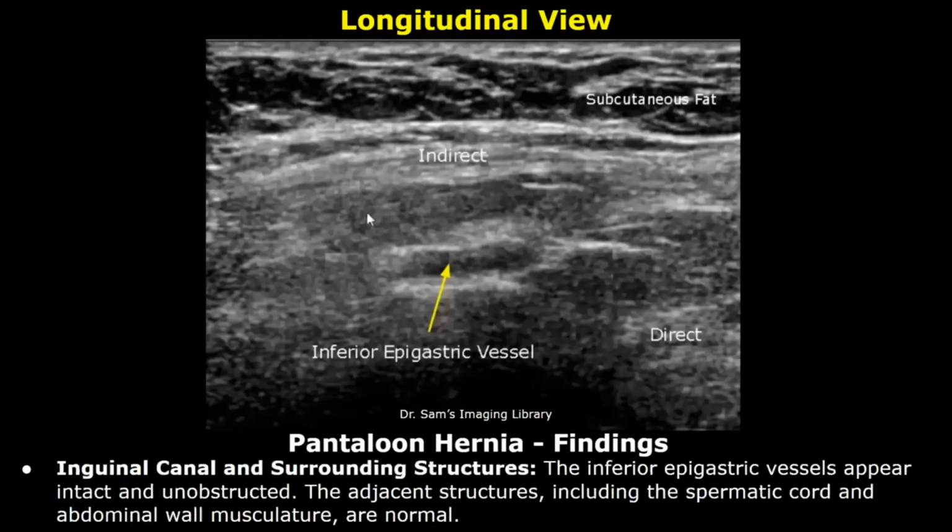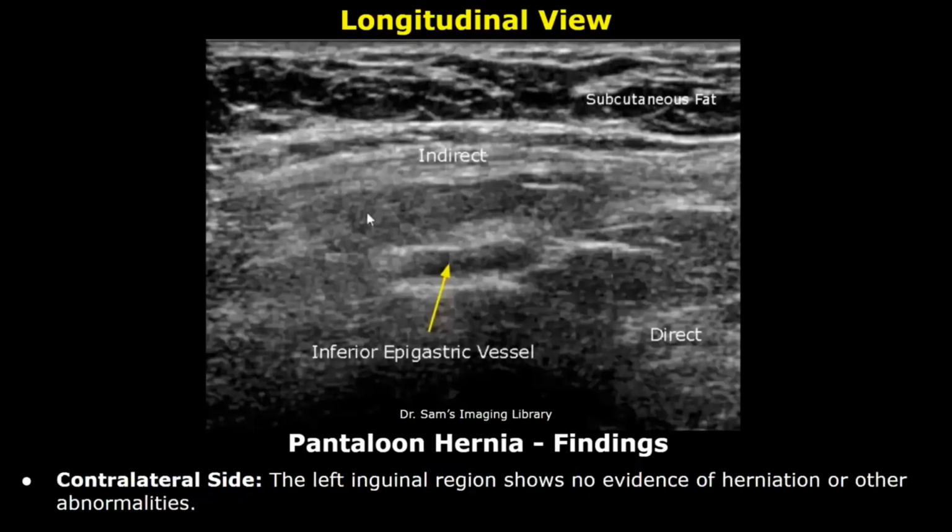Inguinal canal and surrounding structures. The inferior epigastric vessels appear intact and unobstructed. The adjacent structures, including the spermatic cord and abdominal wall musculature, are normal. The contralateral site is normal.